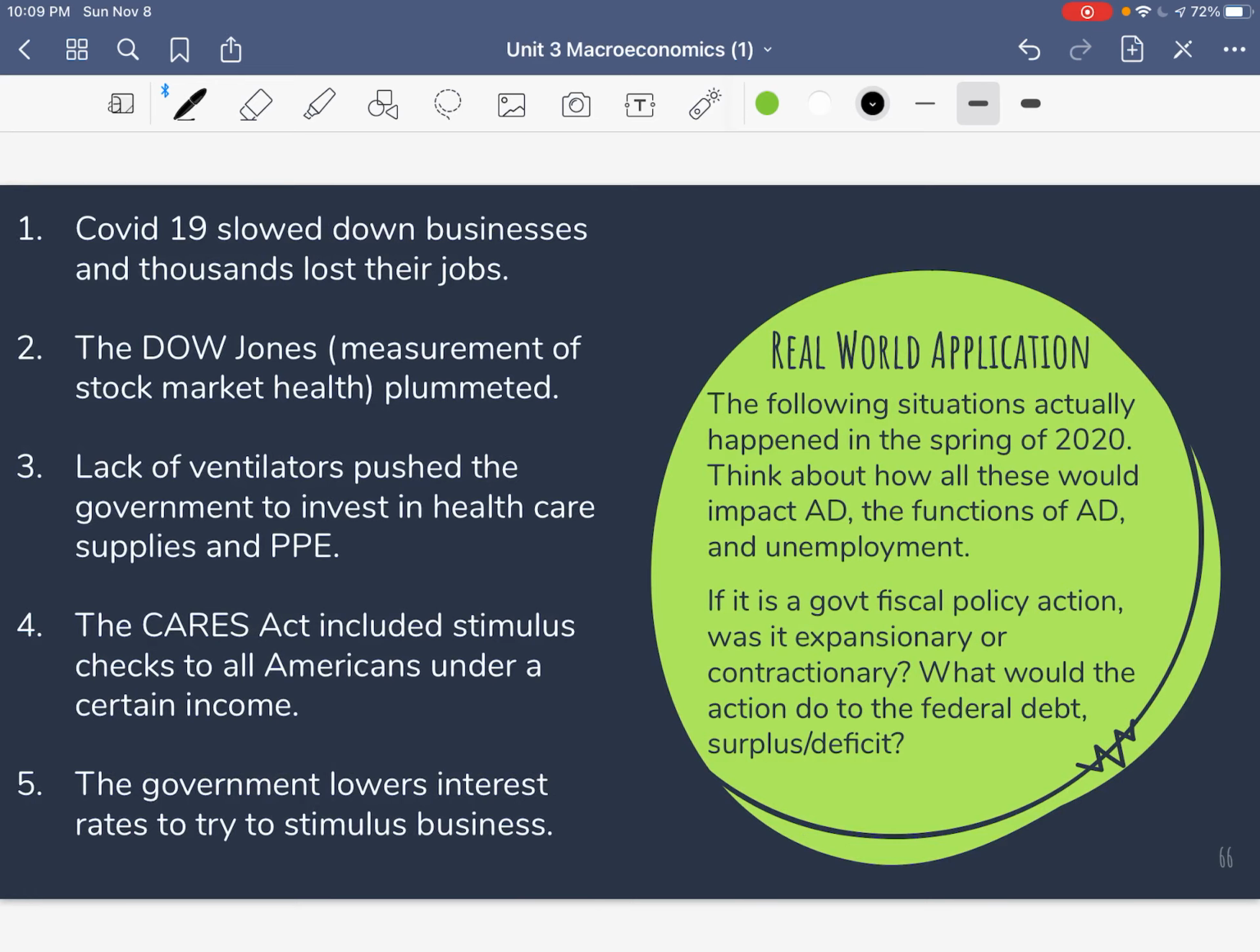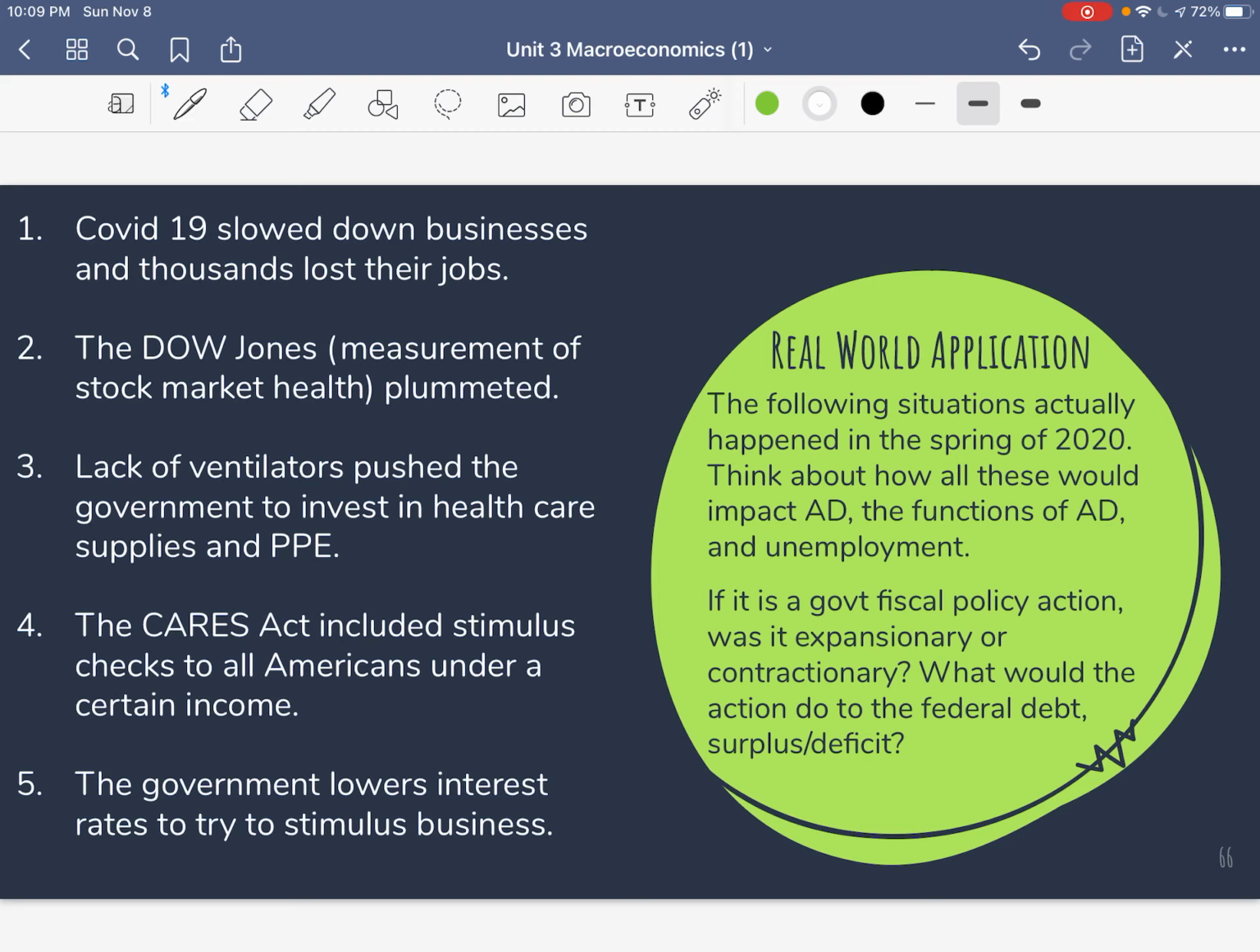So let's look at this in a real world scenario, then we'll be done. The following situations actually happened in the spring of 2020 during the beginning of the COVID-19 pandemic. So think about AD, aggregate demand. All the goods and services that people want and need and will buy drastically went down when all of us had to be locked down in our homes. So think about all these scenarios. Think how they would affect C, I, G, and X and unemployment. And if it is a government scenario where the government is trying to fix something, is it expansionary or contractionary? And what would it do to the federal debt, surplus, and deficit?